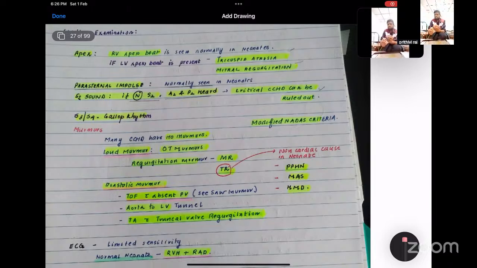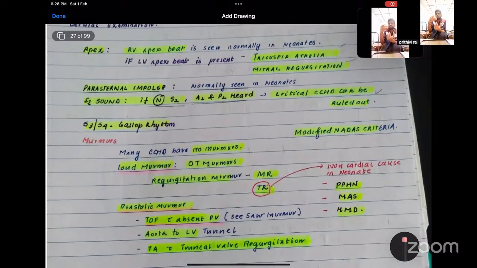If you have a normal S2, one thing you should learn: when you can hear or appreciate A2 and P2 separately, then critical congenital heart disease is ruled out. S3 and S4: if you are seeing S3 and S4 in a neonate, it's always a gallop rhythm. That is, the child is going into heart failure.